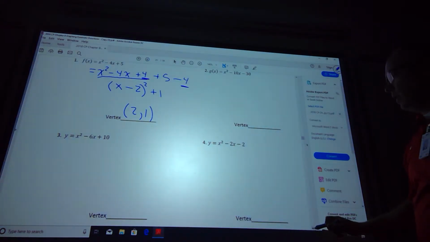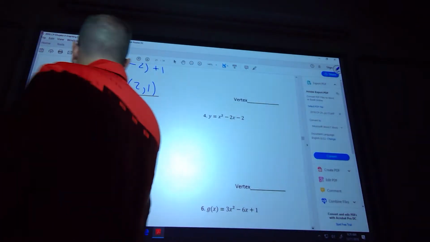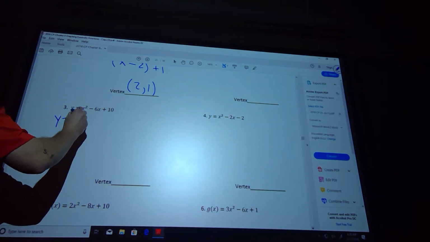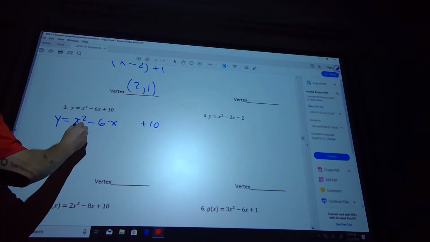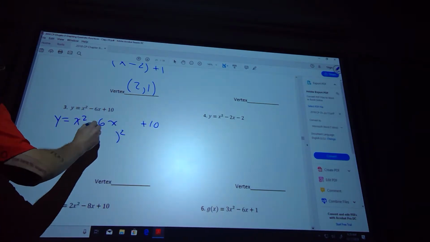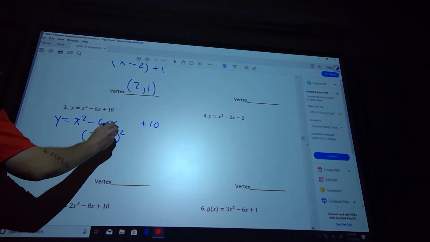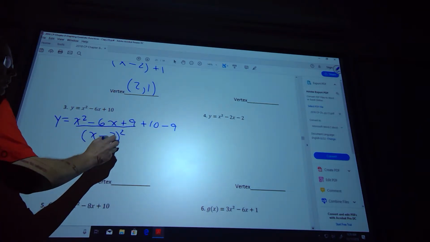Problem number 3 is going to be done the same way. So remember, the first thing we want to do is make a space between our x term and our constant. So I have y equals x squared minus 6x. Make a space. See the space right there? Then we're going to have x quantity. Remember, that sign comes down. Half of 6 is 3. It goes there. 3 times 3 is 9, so plus 9. Remember to also subtract it, and that's now your complete square.